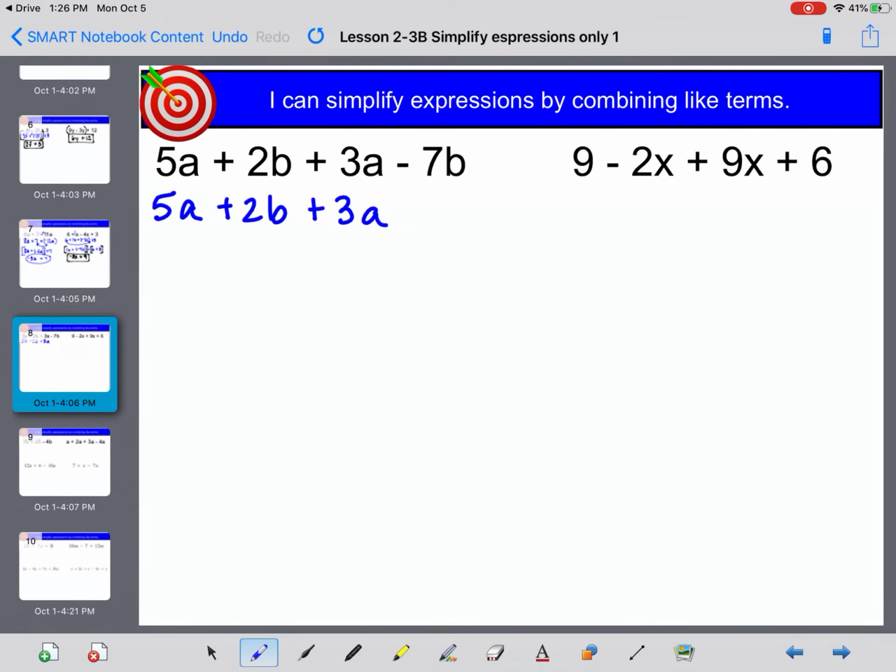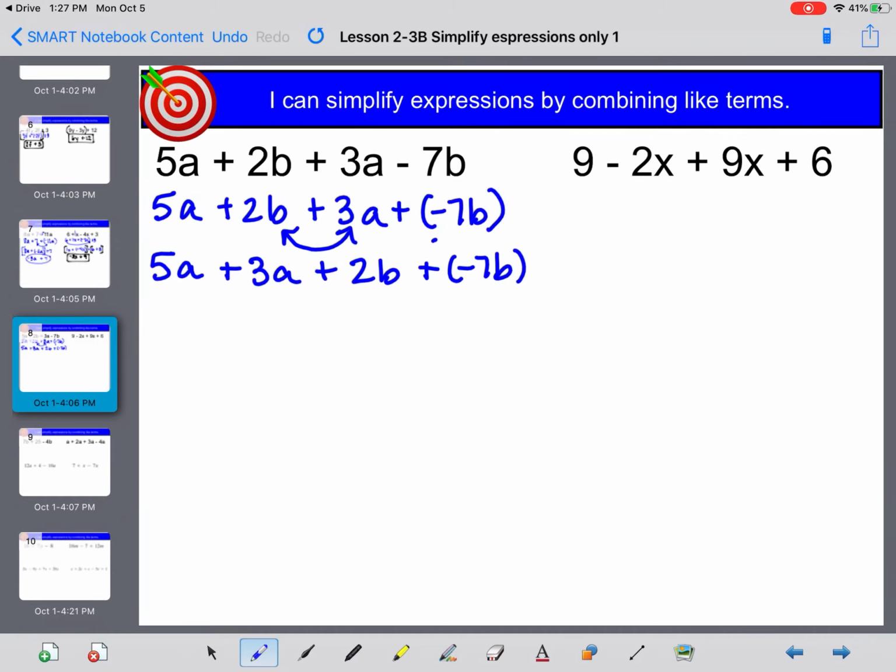I'm going to go through these and make this adding the opposite, or adding negative 7b here. Then I'm going to use my commutative property to switch the order. 5a plus 3a plus 2b plus negative 7b. So now you can see that I have my a terms together and my b terms together. Now I'm going to group those, and I'm going to call this 5a plus 3a is 8a. 2b plus negative 7b is negative 5b.